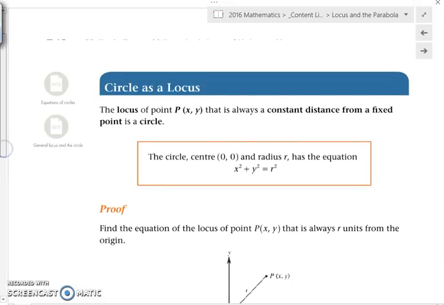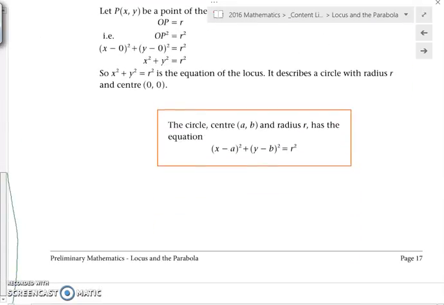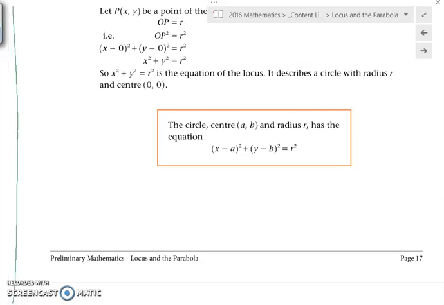So, there's a wonderful proof here. What we've got now is a proof with the circle's center being at (a, b) rather than being at 0, 0. And you will notice that all of a sudden we get two sets of perfect squares. (x minus a) all squared, plus (y minus b) all squared, equals r squared.